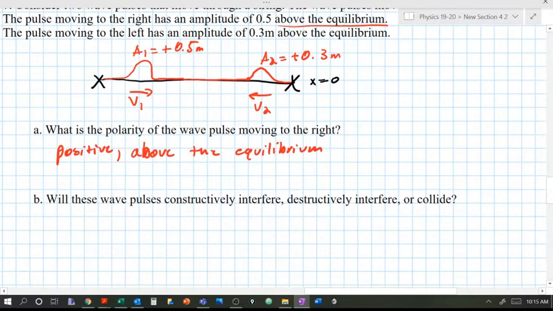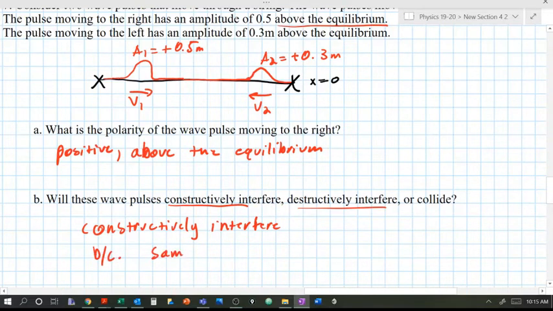So the particles have been pushed above the equilibrium. Now, we need to know if the wave pulses will constructively or destructively interfere. And for that, we only need to look at their polarities. They both have a positive polarity, so they will constructively interfere. They are both above the equilibrium, or in other words, they have the same polarity, so they will constructively interfere. And the reason for that is because they have the same polarity. In this case, they both have a positive polarity. But if they both had a negative polarity, they would still constructively interfere.